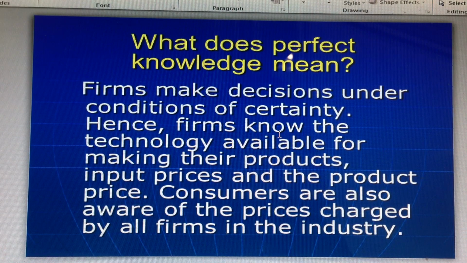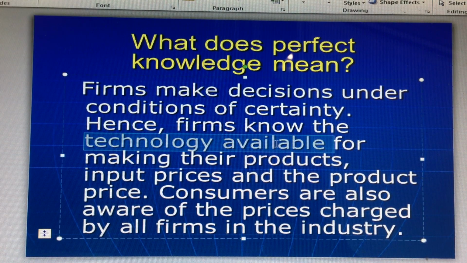So what does perfect knowledge mean? There are two sides to it. When we talk about perfect knowledge, the firms will know the technology available. That means there won't be any situation where they do not know how to do it. That's why there is free entry. People will know how to do it.